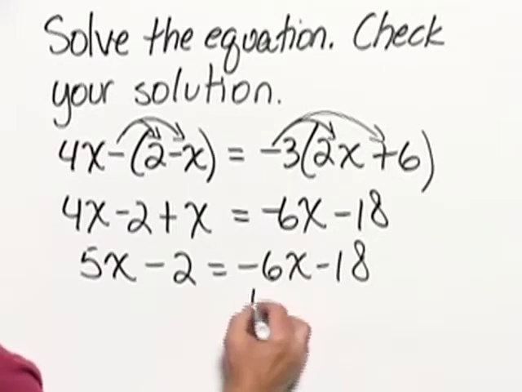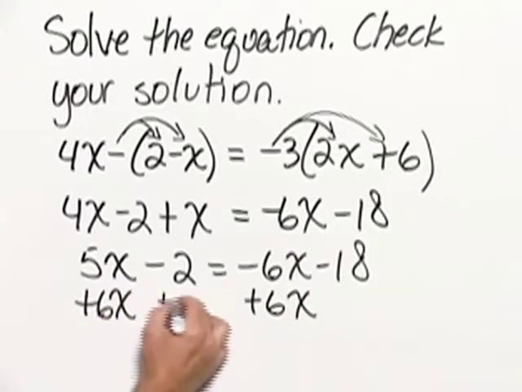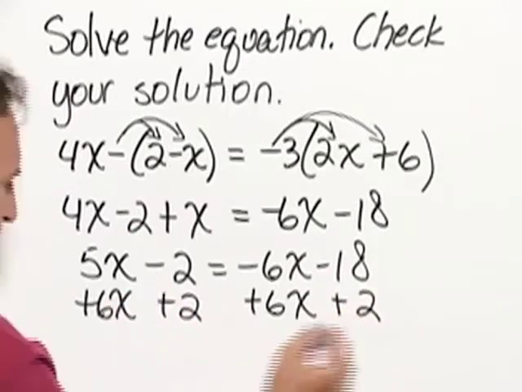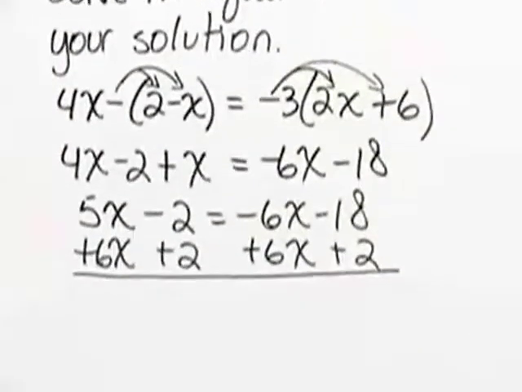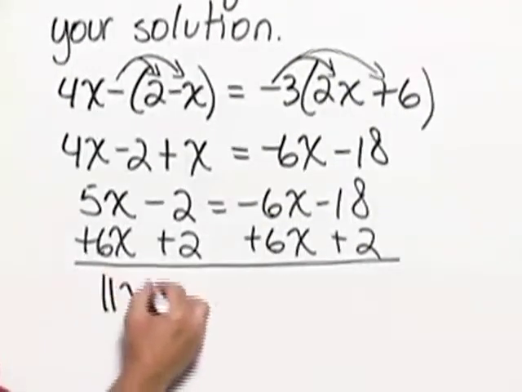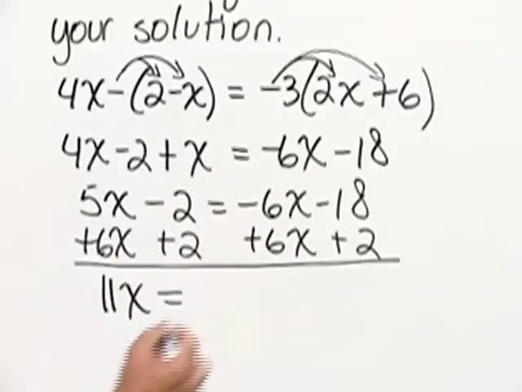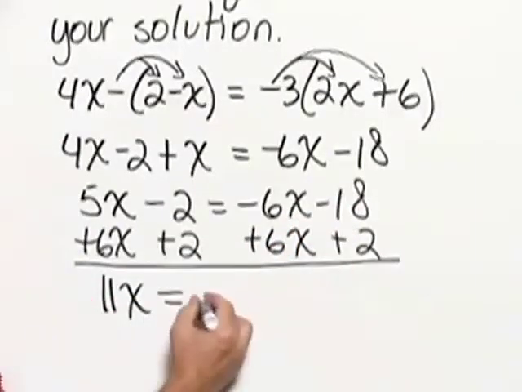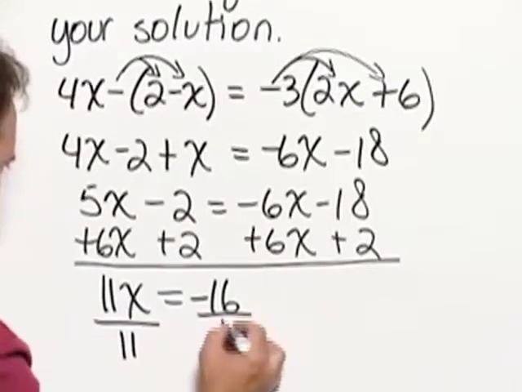So what I'm going to do is the vertical method of adding 6x to both sides, as well as collecting the constants on the right side, which means adding 2 to both sides. On the left-hand side we get 11x. Negative 2 plus 2 sums to 0. On the right, the x's also sum to 0, and negative 18 plus 2 is negative 16. I now divide both sides by 11.